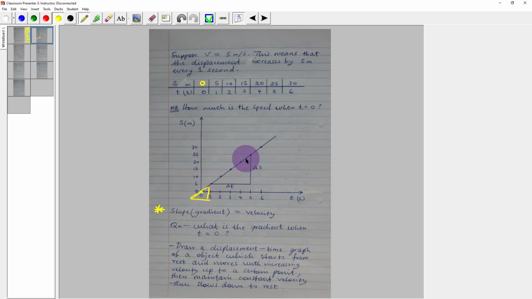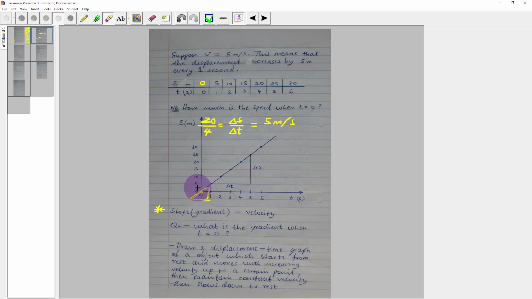For example, here, if I were to work out this quantity, change in displacement divided by change in time, we are going to get 5 meters per second. How is that? This is 25 minus 5, it gives me 20. This is 5 minus 1, it gives me 4. And you can see that gives me 5 meters per second. So even initially, when time is 0, its velocity is 5 meters per second.